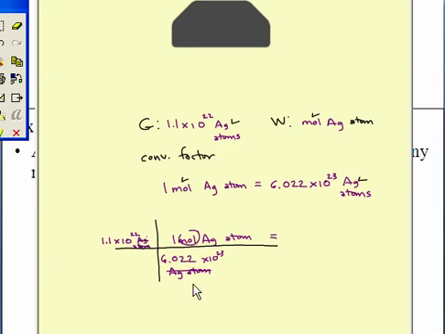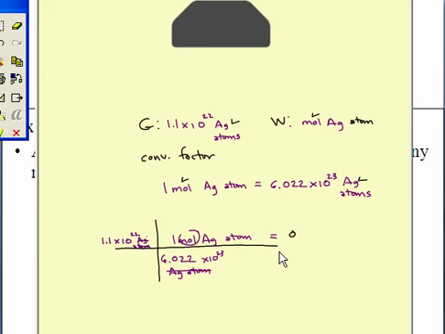And now I let my calculator do the work. 1.1 times 10 to the 22 divided by 6.022 times 10 to the 23. And before I go any further, I'm going to say what my answer should be. It should be less than 1, because this is less than a mole. A mole is 6.022 times 10 to the 23rd, and this is 1.1 times 10 to the 22nd. So I should have less than a mole when I get my answer.